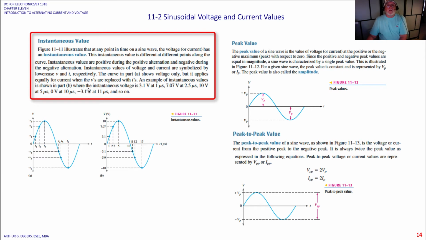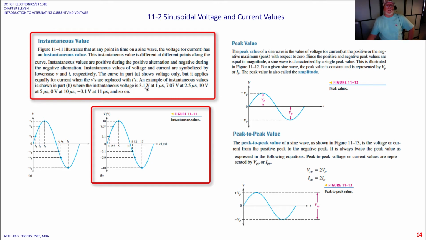So an example of instantaneous values in B then shows where the instantaneous voltages are 3.1 volts at 1 microsecond, 7.07 volts at 2.5 microseconds, 10 volts at 5 microseconds, 0 volts at 10 microseconds, etc. So you could plot those if you needed to for any specific value.